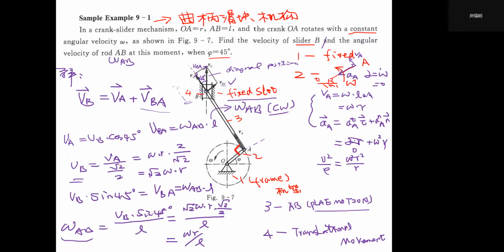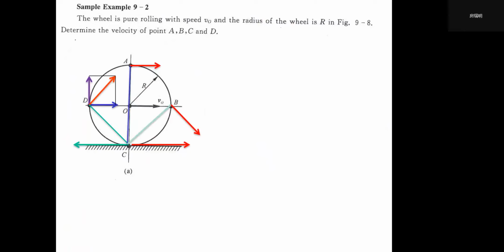We'll move to another one. So let's see. This is a very typical example. Again, it tells the wheel, we have a very big wheel. Maybe it is a wheel from a car, right? It's pure rolling. So please, you guys, pay attention to here.